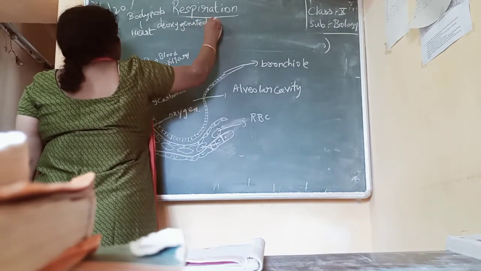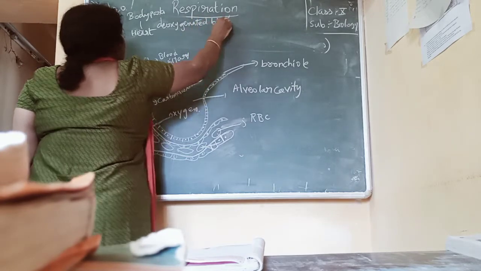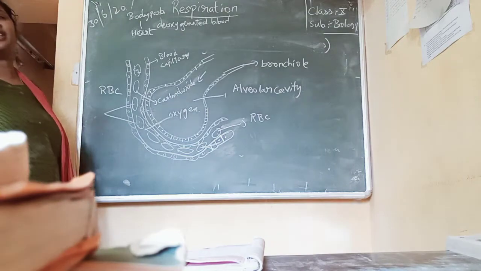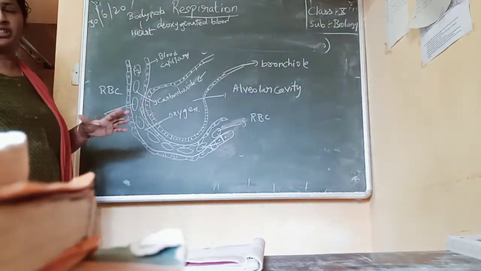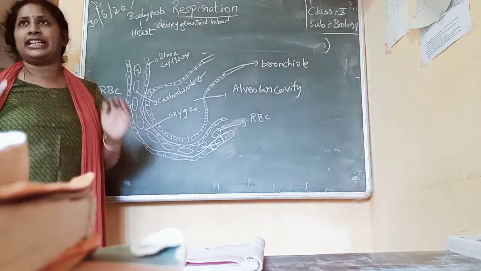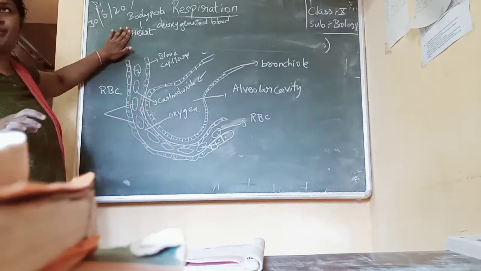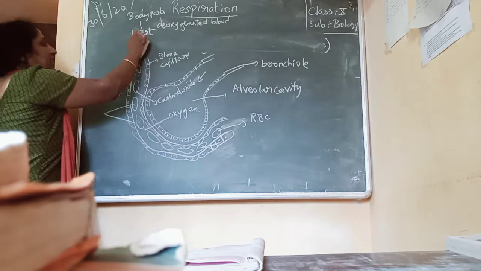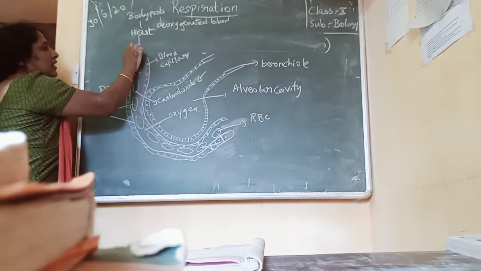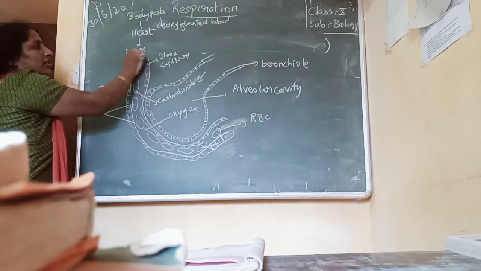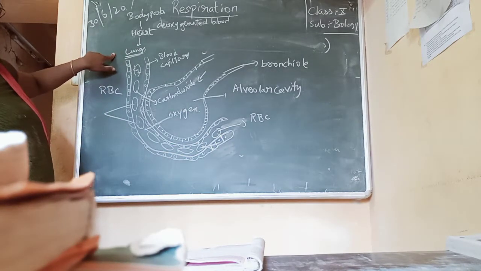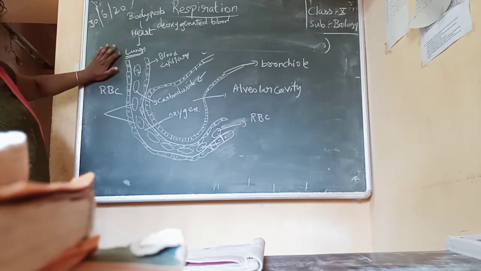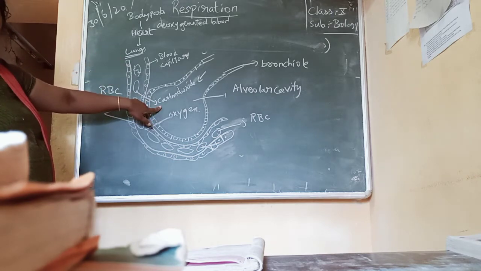Oxygenated blood. Okay. Deoxygenated blood from body parts, from my legs, from my hands, from my stomach, all the deoxygenated blood, meaning the blood containing carbon dioxide, reaches my heart. From the heart it reaches the lungs. Where? From the lungs to the alveoli. So this is our alveoli.